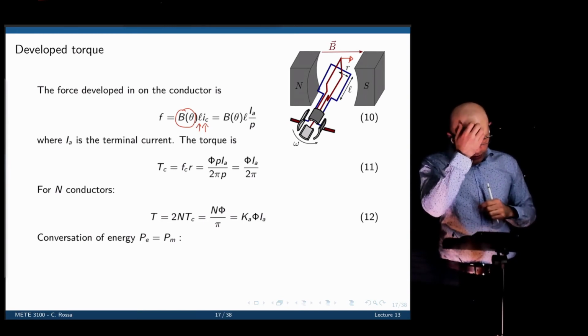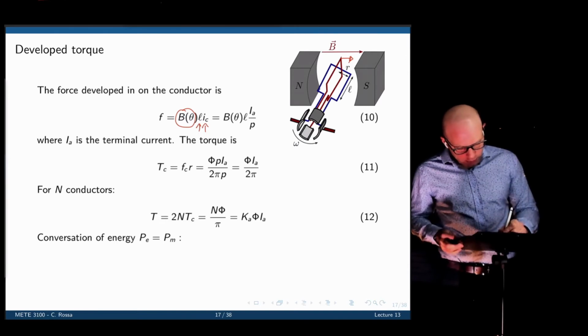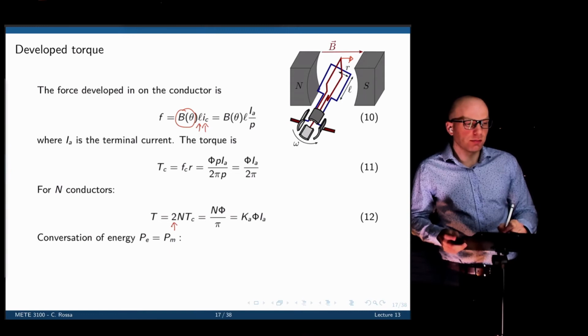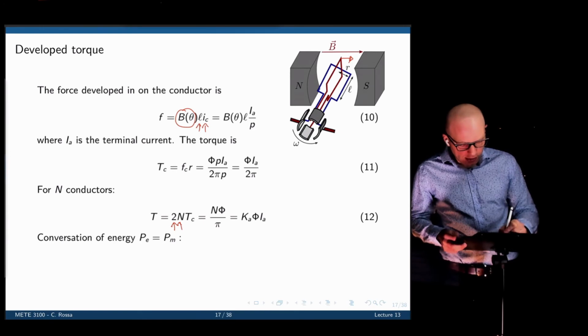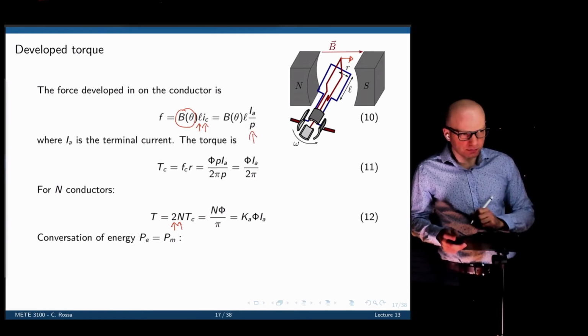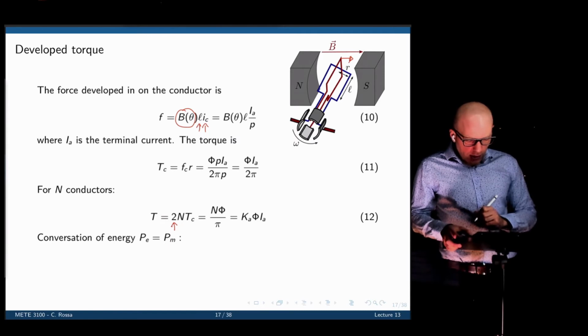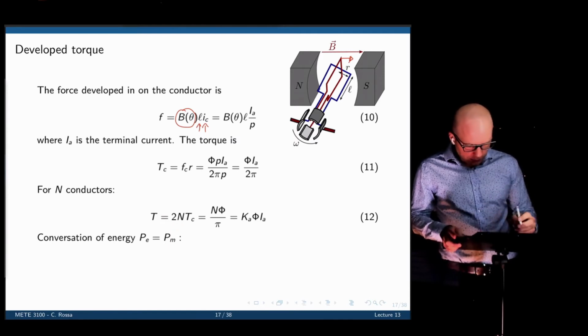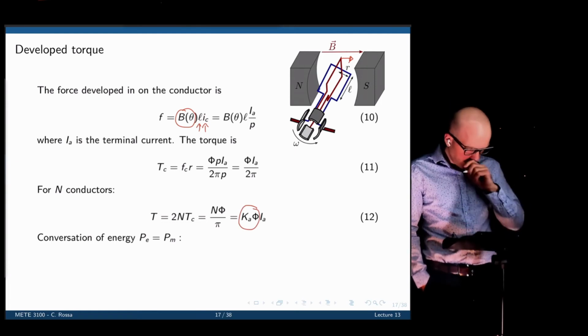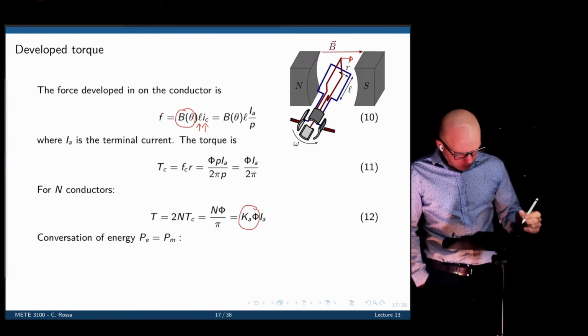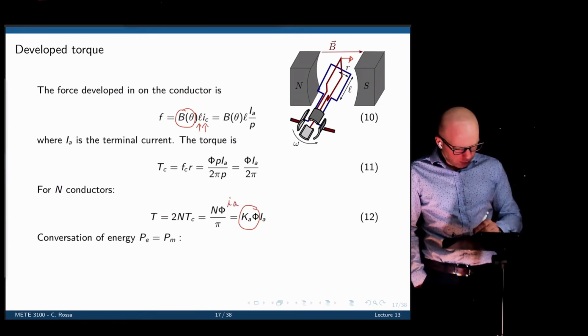If we have n conductors, each conductor will create a force in one direction, hence this number 2. And you have n conductors, that is n here. It's not n divided by p because you already accounted for p on top there. And the total torque now depends on K times phi times the current, right? Okay, I think there's IA missing here.